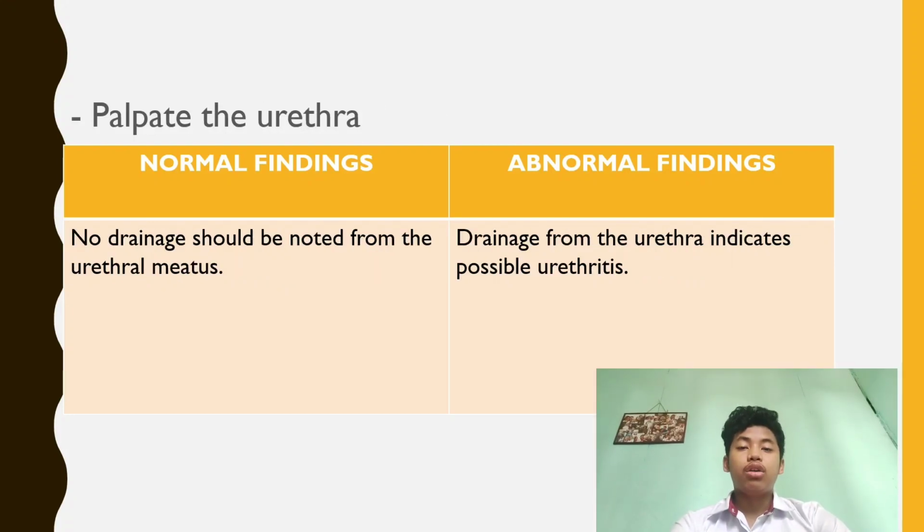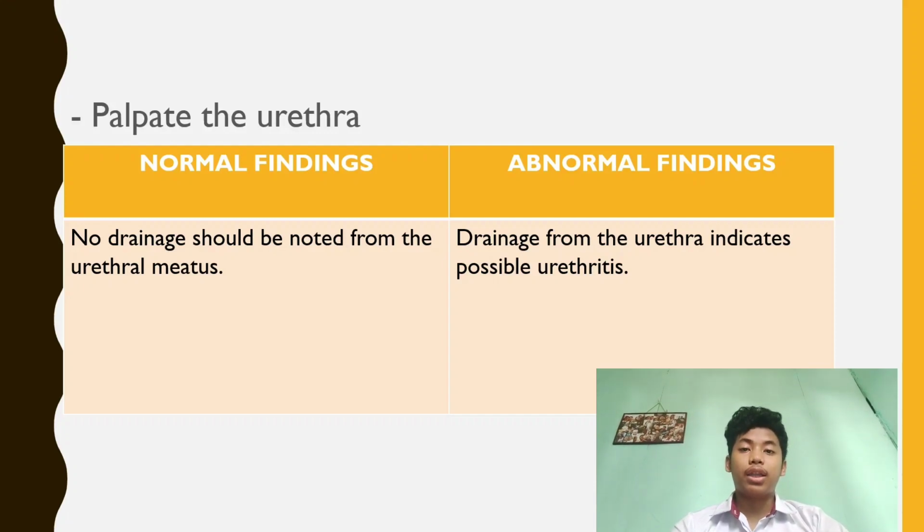Palpate the urethra. If the client reports urethral symptoms or urethritis, or if you suspect inflammation of skin glands, insert your gloved index finger into the superior portion of the vagina and milk the urethra from the inside, pushing up and down, up and out.